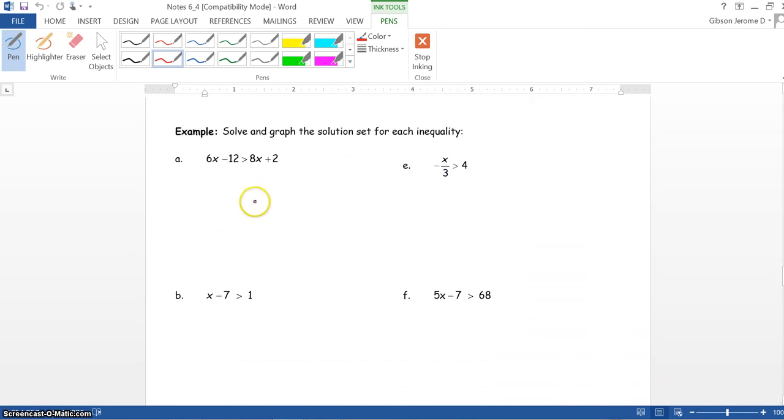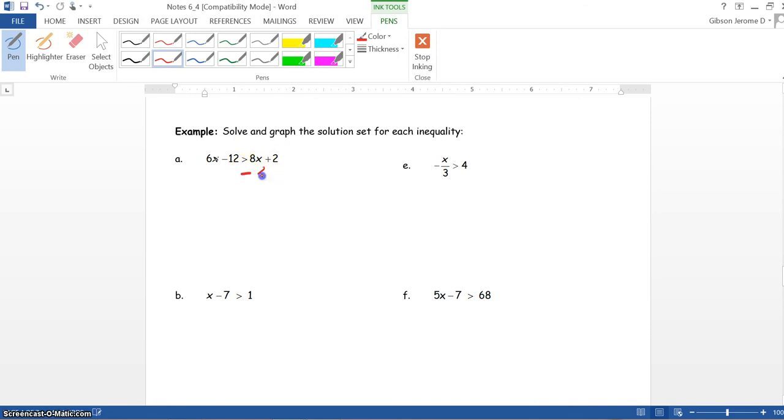Now we have a few problems that we need to attempt here. We have our first example. We want to solve and graph the solution set for each inequality. I've told you before, with regular equations, it doesn't matter which side the variable is on. That's also true for the inequality. However, if you put the variable on the left side, it will make it easier to solve. So let's solve by putting all of the variables on the left and everything else on the right.